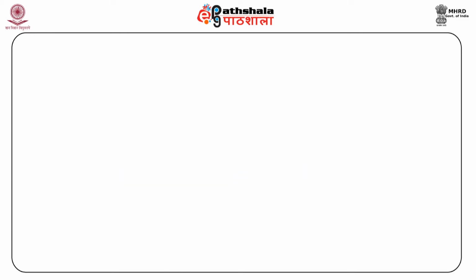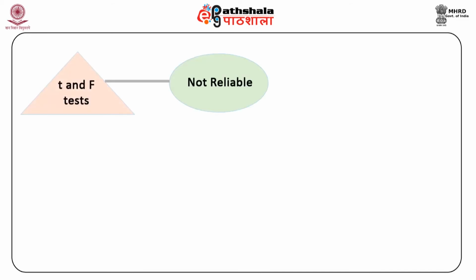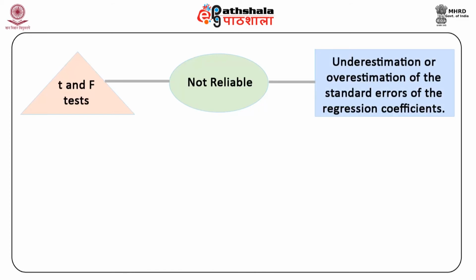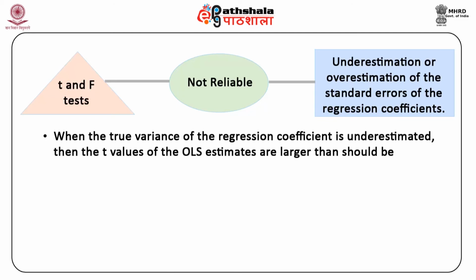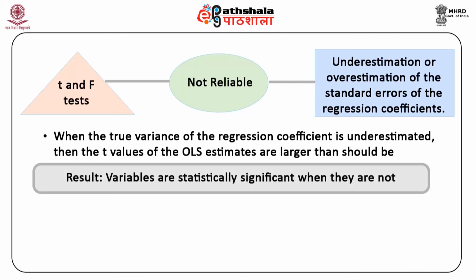The third consequence of autocorrelation is that the t and F tests are not reliable because of underestimation or overestimation of the standard errors of the regression coefficients. When the true variance of the regression coefficient is underestimated, the t values of the OLS estimates are larger than they should be. As a result, one might conclude that the variables are statistically significant when they are not, and this is our type 1 error.